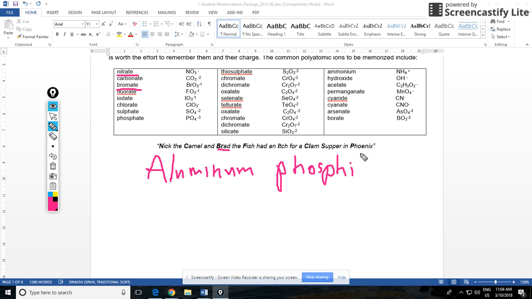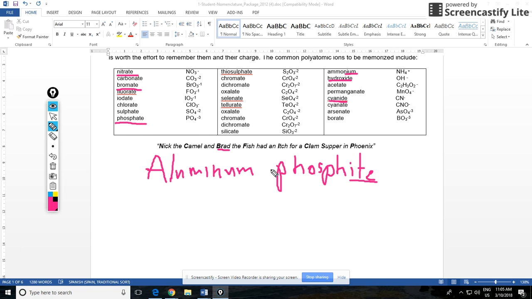Now remember, this ends in ITE, not IDE, so you know this is not the phosphorus ion, it's a polyatomic ion, because polyatomic ions can end in ate or ite, and there are some examples of ide, for example, cyanide and hydroxide, but you'll see most of them are ate or ite, and you just have to remember which ones are the ide exceptions.